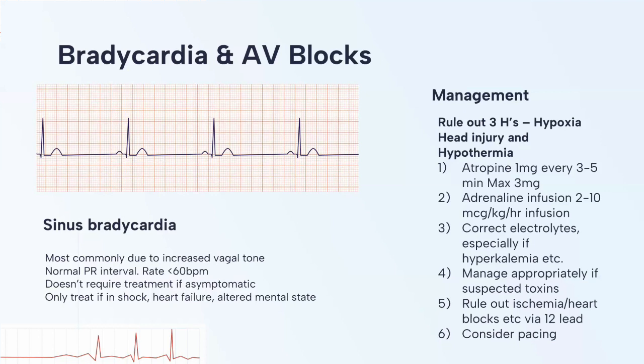Generally with the management of bradycardia, from the ACLS algorithms, they say first rule out the 3 H's: hypoxia, head injuries, and hypothermia. Then they give atropine 1 milligram every 3 to 5 minutes to a maximum of 3 milligrams, and if that's not working, move on to your adrenaline infusions.